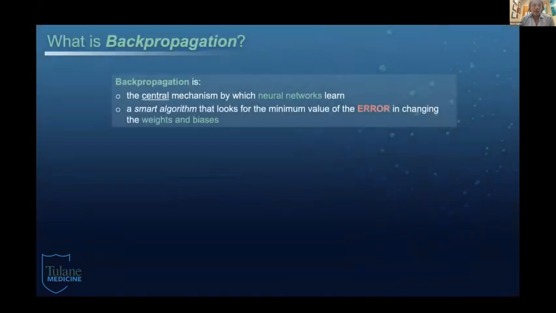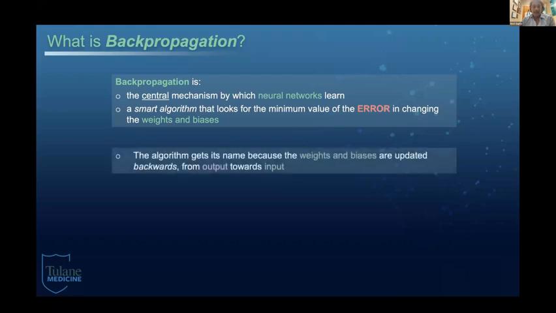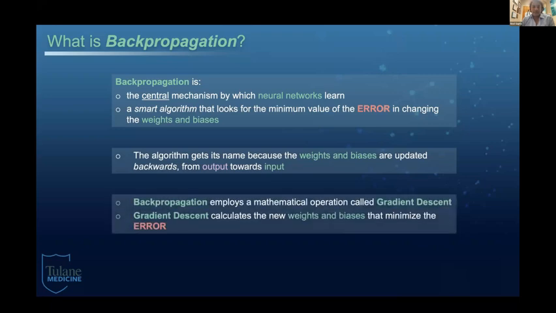So backpropagation, which is part of the connectionist principle for machine learning, is an essential mechanism by which neural networks learn. It's a smart algorithm and looks for the minimal value of the error by changing weights and biases. It gets its name because the weights and biases are updated backwards from output toward input. It utilizes a calculus-based operation, gradient descent, which is basically adjusting weights and biases constantly to minimize error.